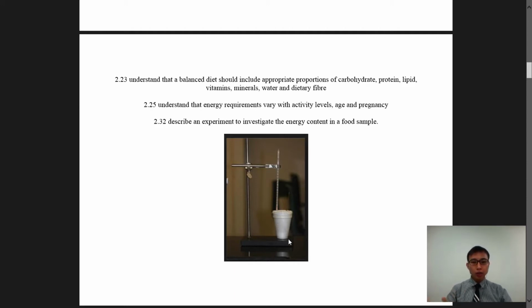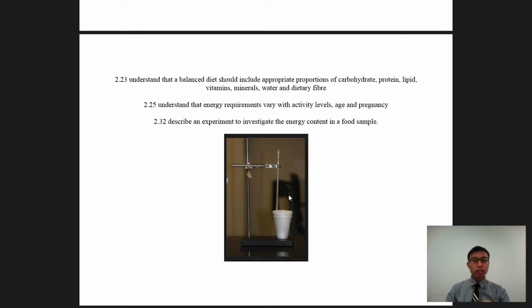Now imagine this plastic cup and replace it with a glass beaker, and beneath your beaker you can burn a sample of food, maybe like a marshmallow, right? And you are going to measure the temperature change of the water. Now you have to know the mass of the water, you have to know the temperature change, and you have to know the specific heat capacity of water, which is like 4.2.